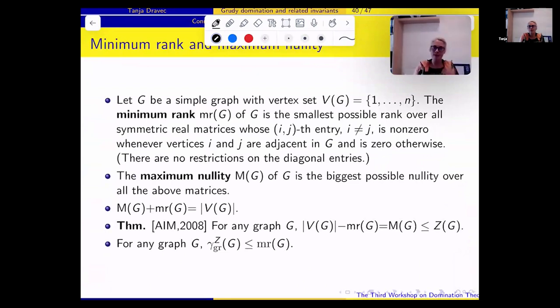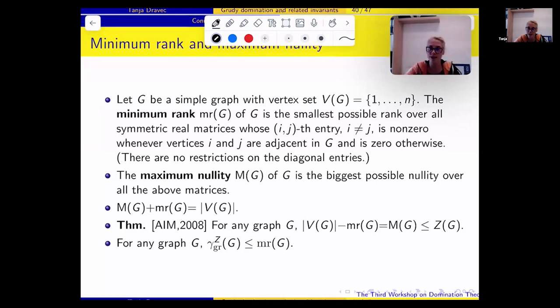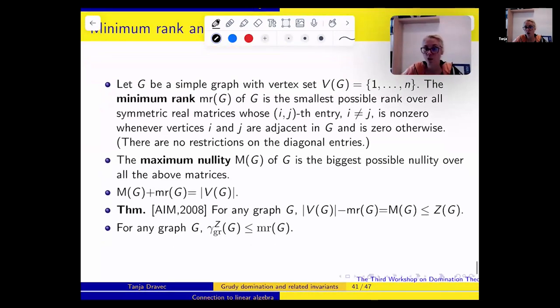So now, this zero forcing number was introduced because it is related to the minimum rank of a graph. So what is minimum rank? The minimum rank of a graph is the smallest possible rank over all symmetric real matrices where the ij-th entry is non-zero whenever i and j are adjacent, but if they are not adjacent, then it's zero. And we have no restriction on the diagonal entries. And of course, maximum nullity is the biggest possible nullity over all such matrices.